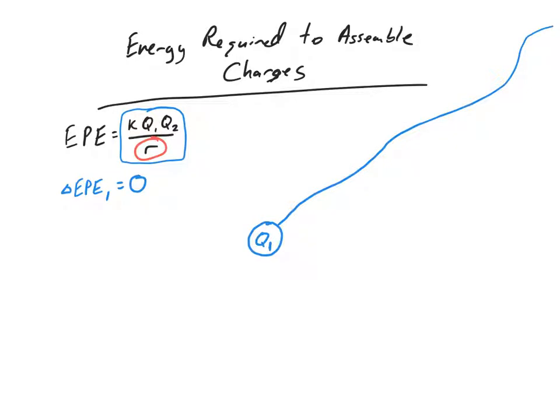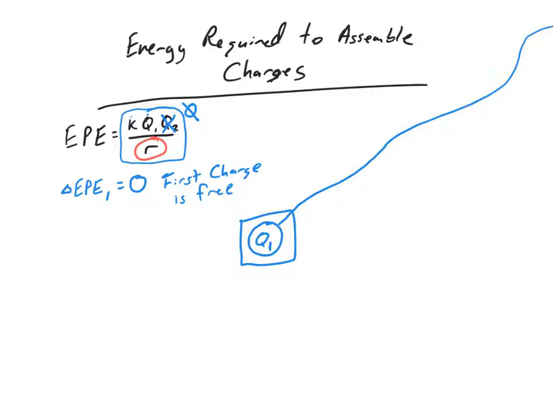Here's another way of looking at that. I only see one charge in the region. There is no second charge in the region. So it would be K times Q1 times 0 divided by R, which gives me 0. So just one more way of saying the first charge is free. On to Q2.